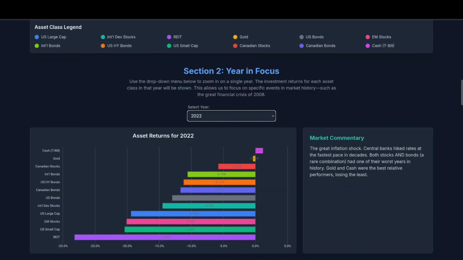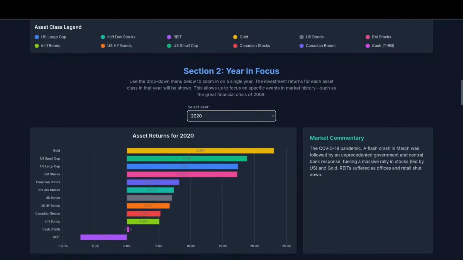If we go back to 2022, the inflation shock, central banks hit rates at the fastest pace in decades. Both stocks and bonds, a rare combination, had one of their worst years in history, and gold and cash were the best relative performers, losing the least. But we can see how in really bad years we can get a situation where everything is typically down.